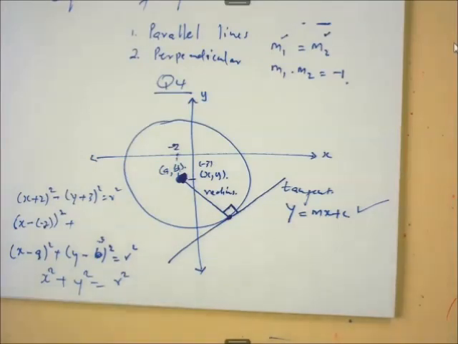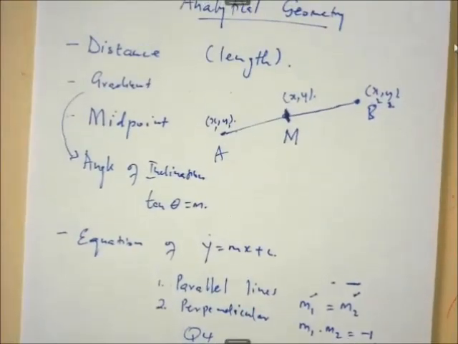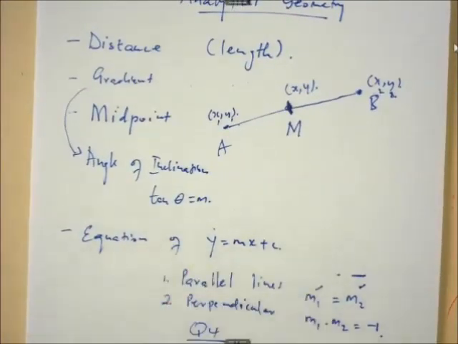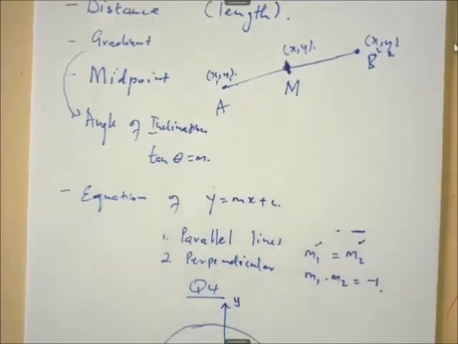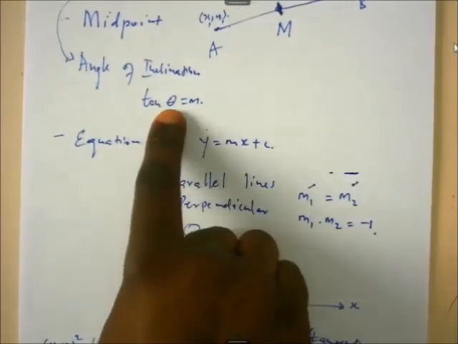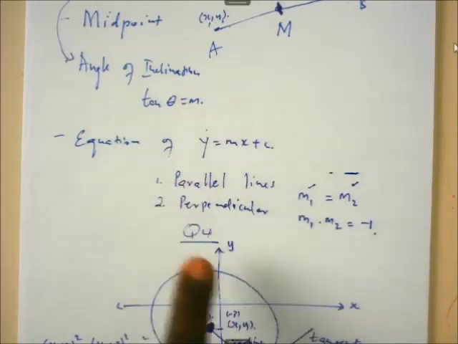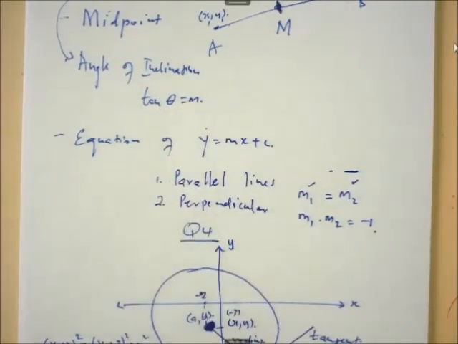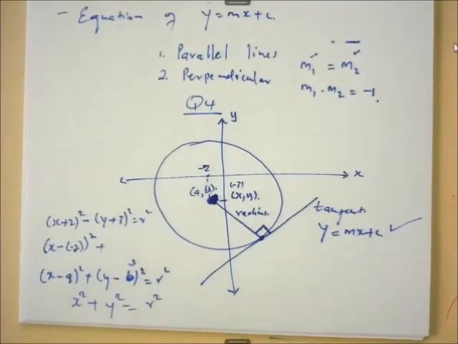These concepts will come into it. It will be expected of you to use them to answer the related questions. The distance, the gradient, the midpoint we talked about, angle of inclination, which relate to the gradient. Look, tangent theta, that angle, tangent theta is equal to the gradient. The equation we have talked about, the lines, parallel, perpendicular lines, and mostly perpendicular lines. You'll find them here in this question because it deals with the circle and so forth.